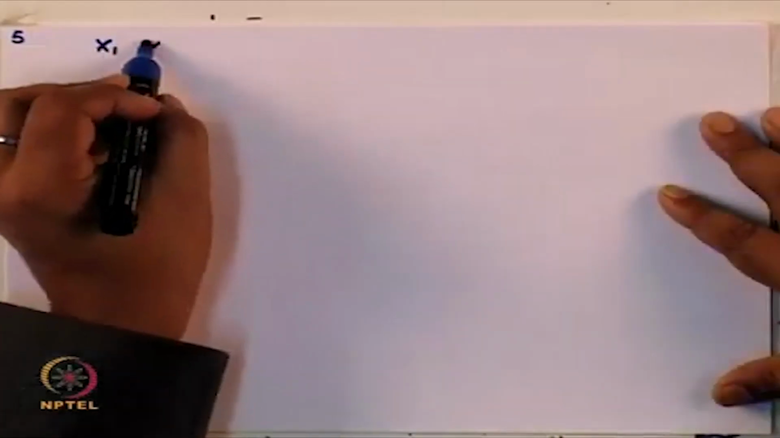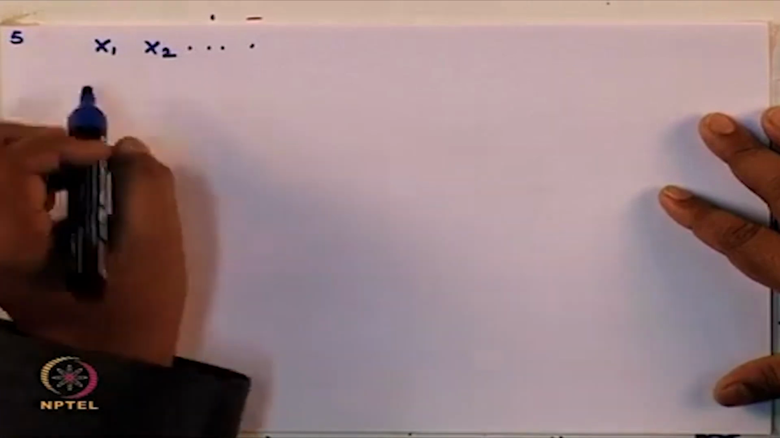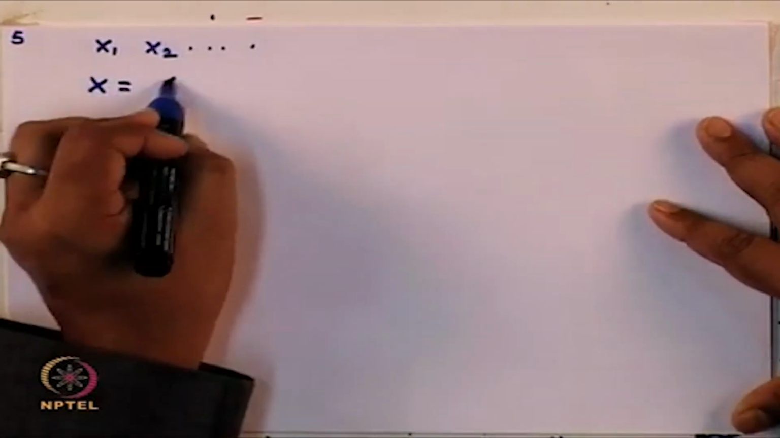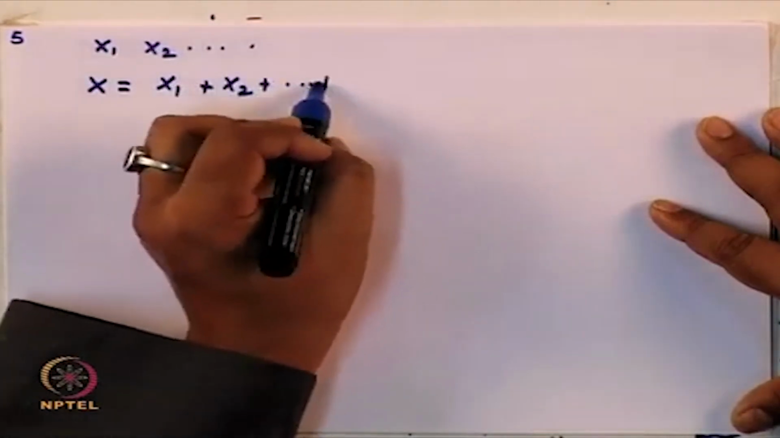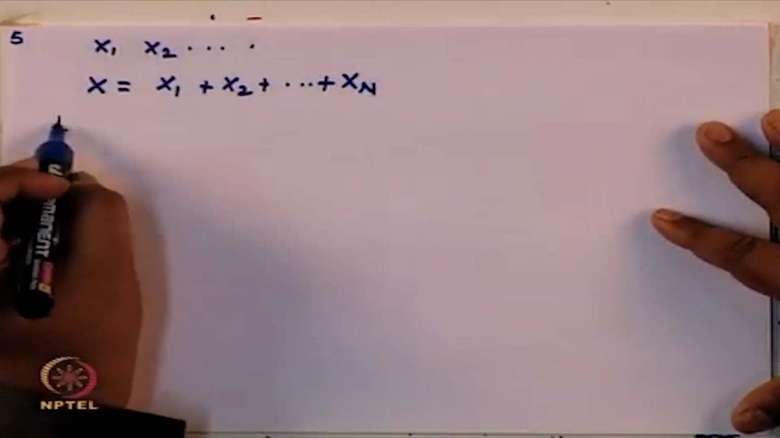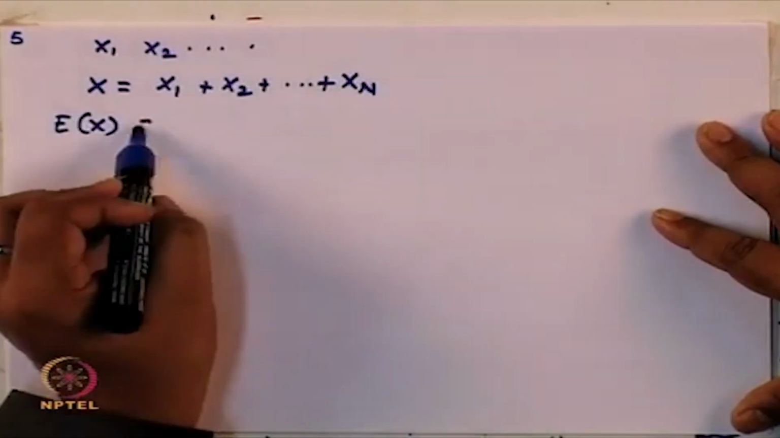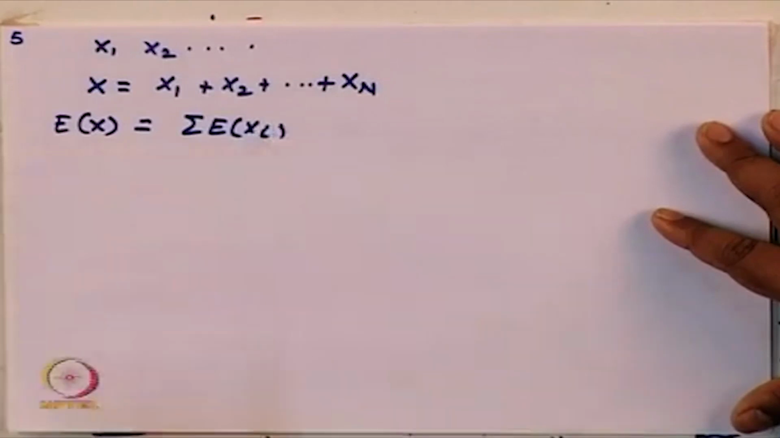Now, let us say you have different random variables x1, x2, and so on and so forth, and these are independent. I can think of a random variable called x equal to x1 plus x2 plus dot dot dot plus xn. What will be my expectation of x? Expectation of x will come out to be the summation of E of x i.